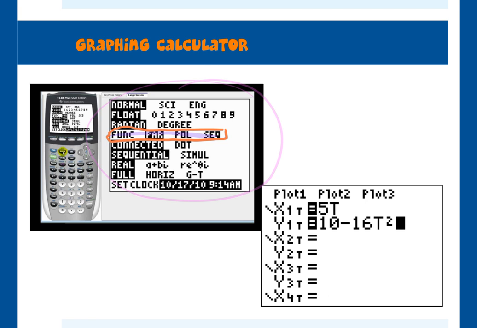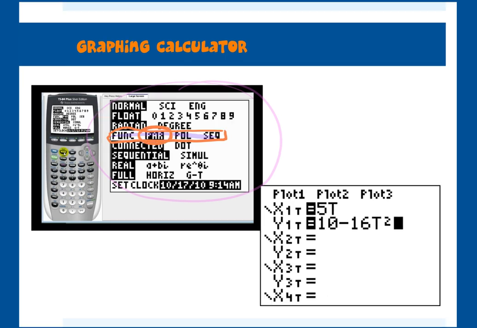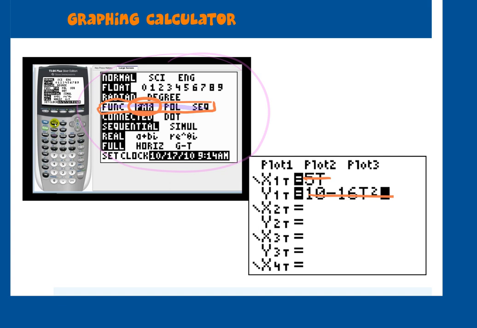So you're going to switch. You should have been on function. You're switching it to parametric. So you want to highlight parametric. And then instead of doing these, we're going to do the ones that were on the last slide. So x equals t squared minus 4, and y equals t over 2.